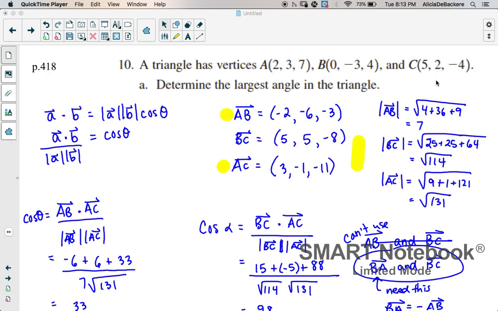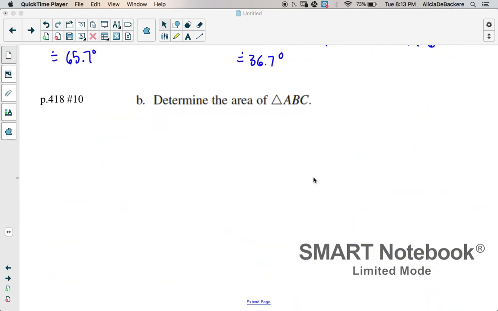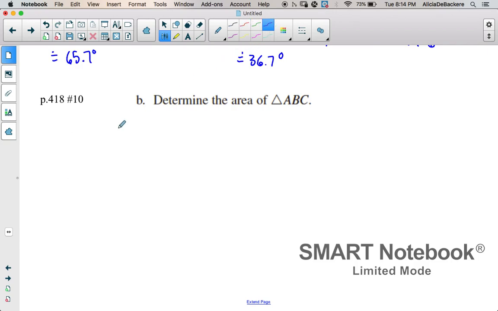I took the points that were given, A, B, and C, and I found the vectors that represent each of the sides. So I've got vector AB, BC, and AC. I'm going to use those vectors to find the area of the triangle. Remember that in lesson 7.7, we talked about some applications of dot and cross product, and we know that the area of a triangle is 1/2 the magnitude of the cross product.